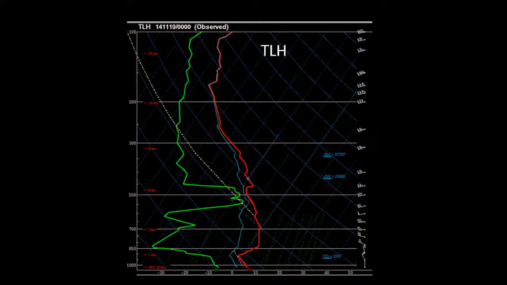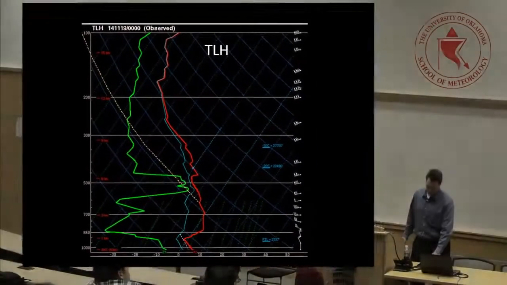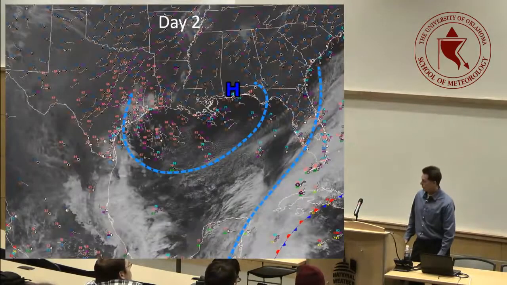Okay, so this kind of sets the stage. This is the offshore flow air mass modification phase. Let's jump ahead 24 hours.